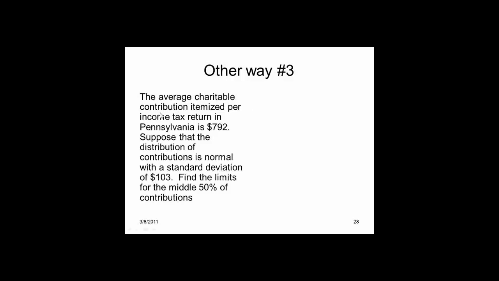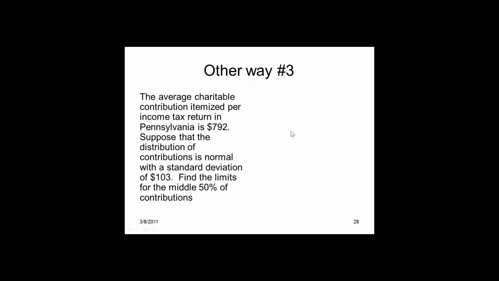So the average charitable contribution itemized per income tax return in Pennsylvania is $792. Suppose that the distribution of contributions is normal with a standard deviation of $103. Find the limits for the middle 50% of contributions. So again, notice, is this asking me, if I was to randomly select, what is the probability that the contribution is between some value and another value? Or is this giving me a percentage or an area under a normal curve and asking me to go backwards?